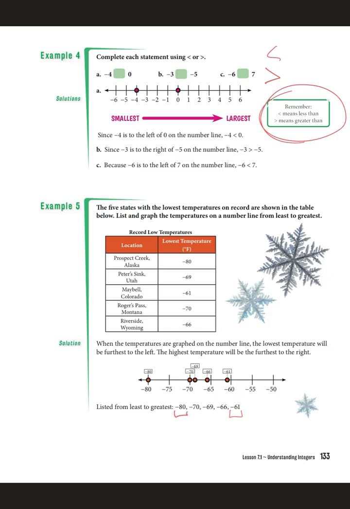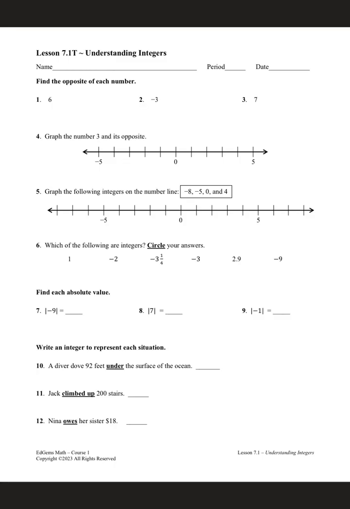Okay, so for numbers 1 through 4, they want us to find the opposite of each number. So number 1, what's the opposite of +6? That would be -6. What's the opposite of -3? +3. Or just the number 3. What's the opposite of 3? For number 3, what's the opposite of 7? That's -7.